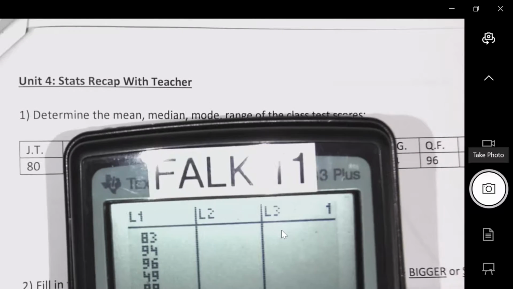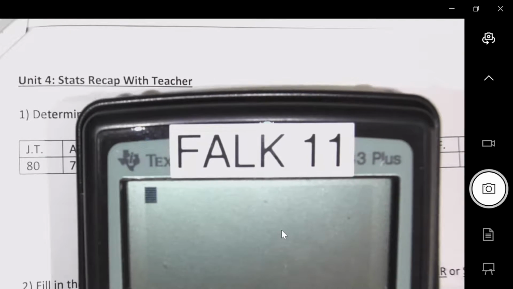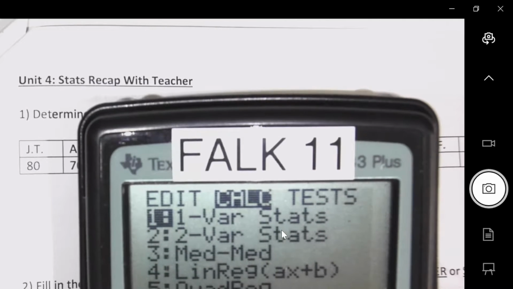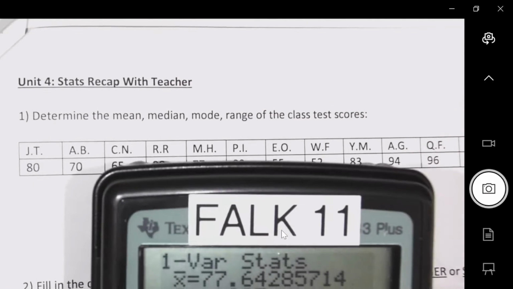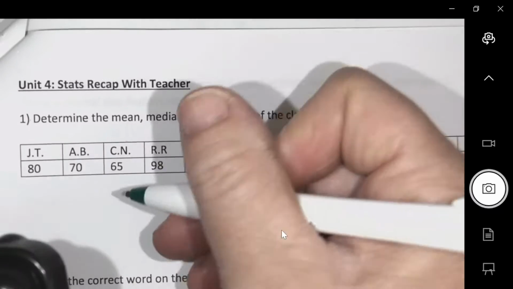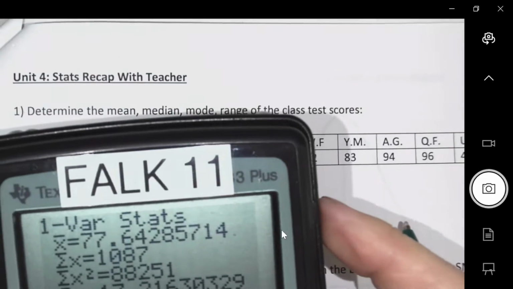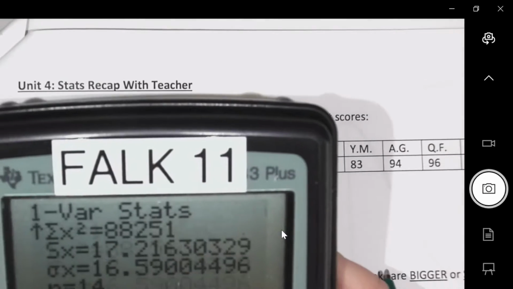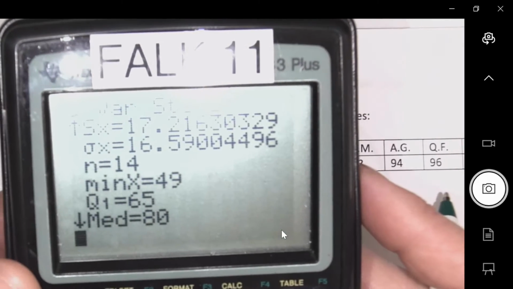Okay, so my calculator has all that in it, so I'm going to quit. Now we would go stat, calculate, one variable statistics, enter, and there we go. So our mean is 77.6. The median, MED, median is 80.